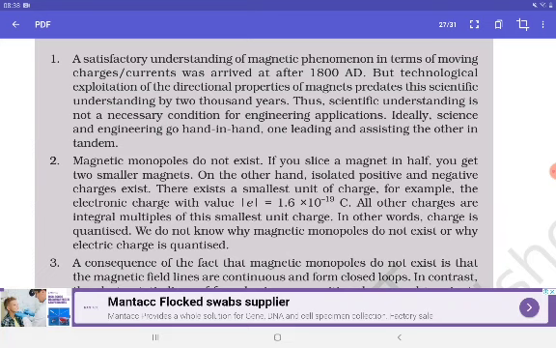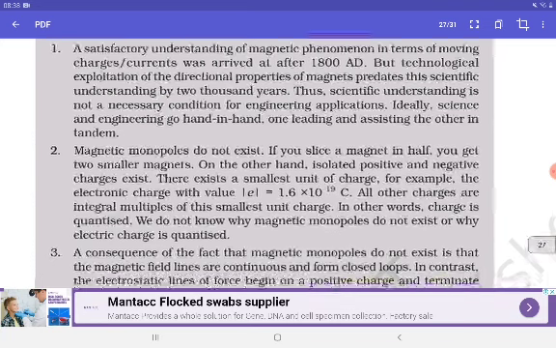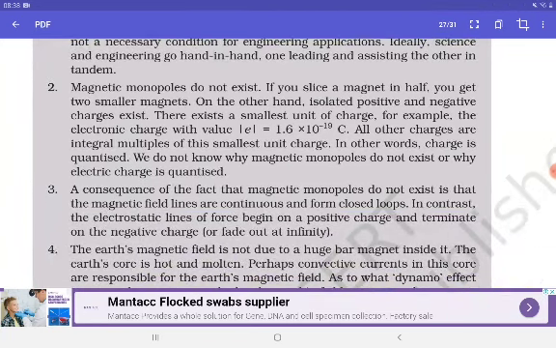Second is, magnetic monopoles do not exist. If you slice a magnet in half, you get two smaller magnets. On the other hand, isolated positive and negative charges exist. There exists a smallest unit of charge. For example, the electronic charge of value e = 1.6 × 10^-19 coulomb. All other charges are integral multiples of the smallest unit charge. In other words, charge is quantized.